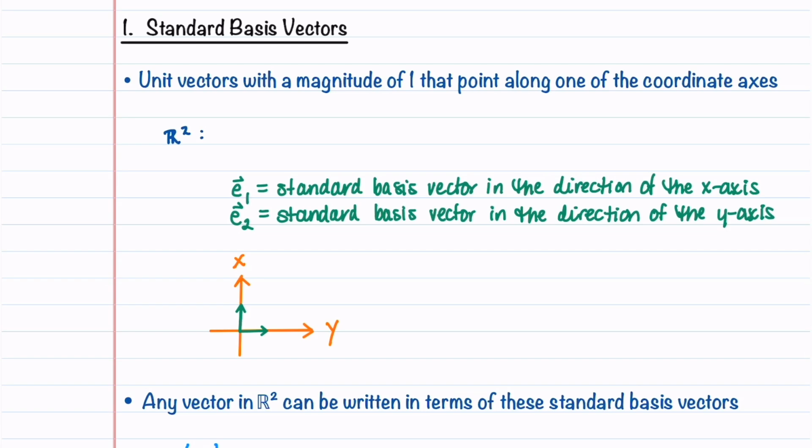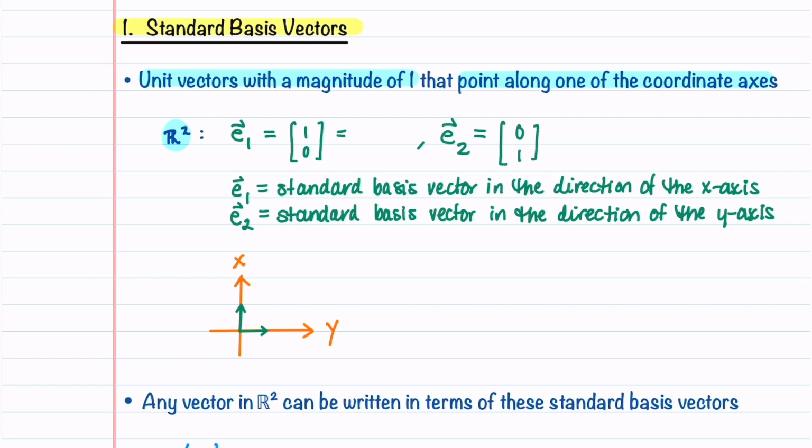The standard matrix of a linear transformation contains transformations of vectors that are called standard basis vectors. These vectors are just unit vectors with a magnitude of 1 that point along one of the coordinate axes. In R2, there are 2 standard basis vectors. These are e1, which is equal to (1, 0), and e2, which is equal to (0, 1).